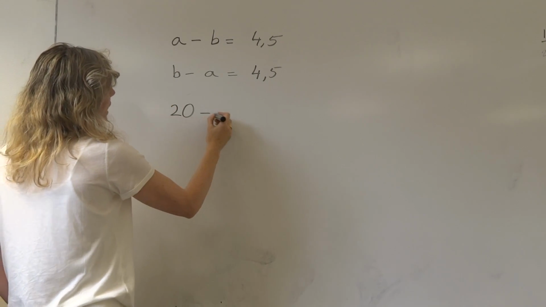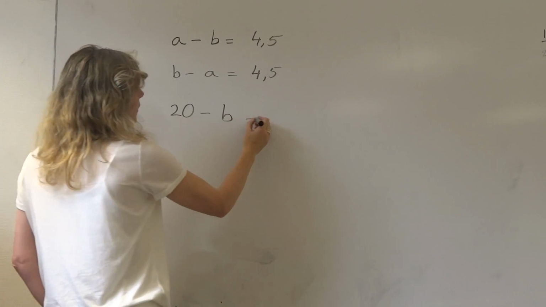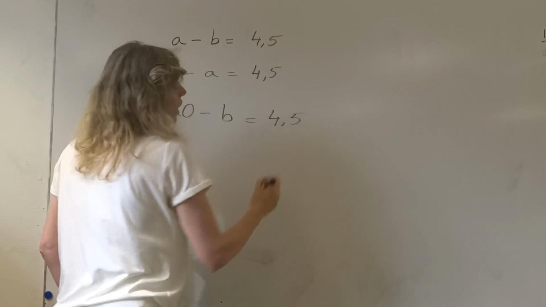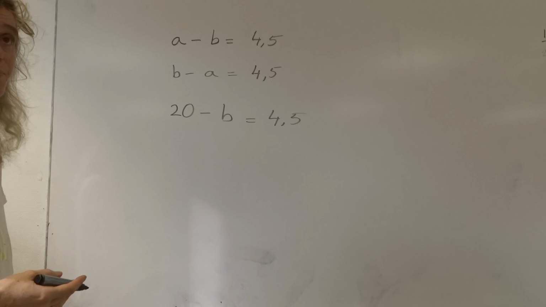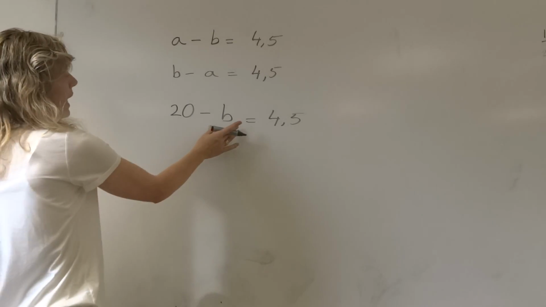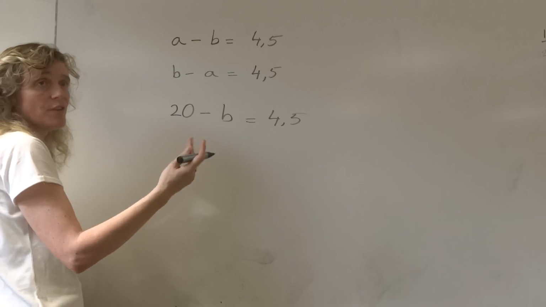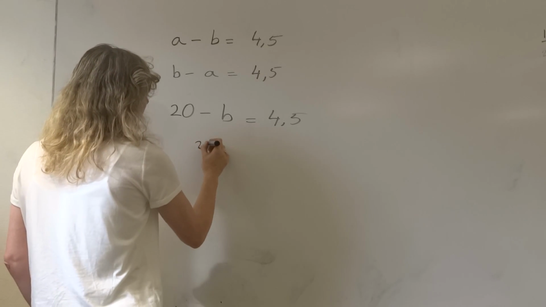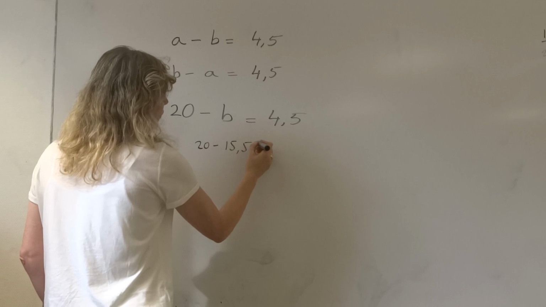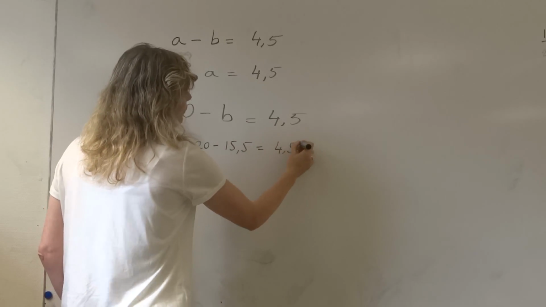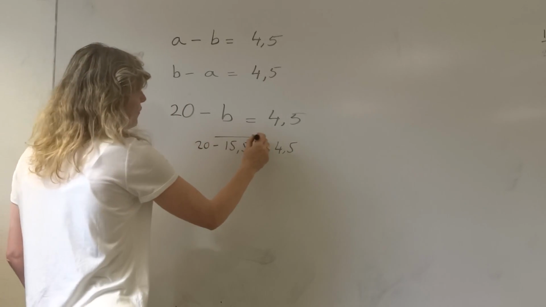20 minus b is 4.5. We don't know what b is. How would we get b? Well, 20 minus a number, 15.5. 20 minus 15.5 would give us 4.5. So b must be 15.5.